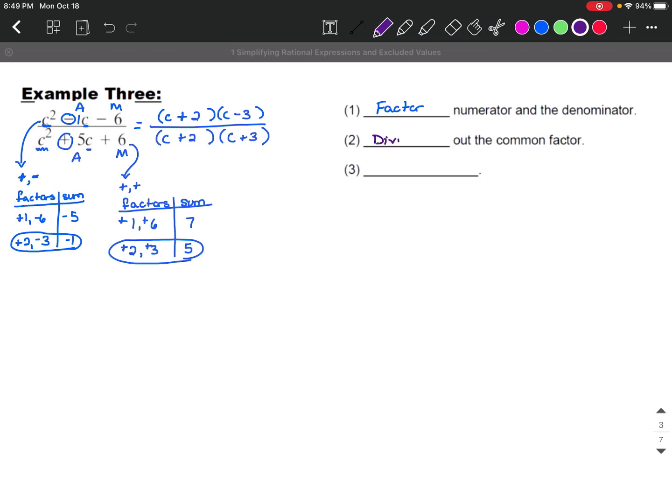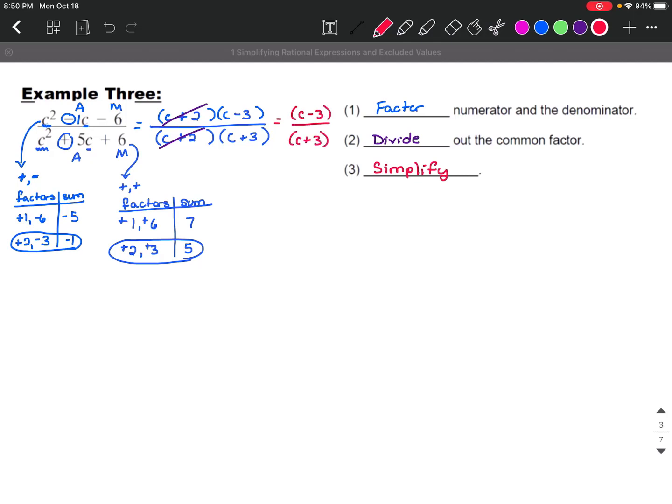Now remember, we can only divide out exact matches. A c plus 2 with a c plus 2. We cannot divide out a c minus 3 and a c plus 3. Now we simplify. So the only thing left in the top is c minus 3, and the only thing left in the bottom is c plus 3.